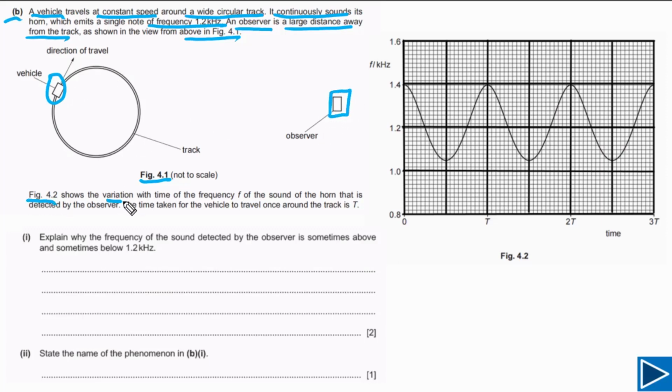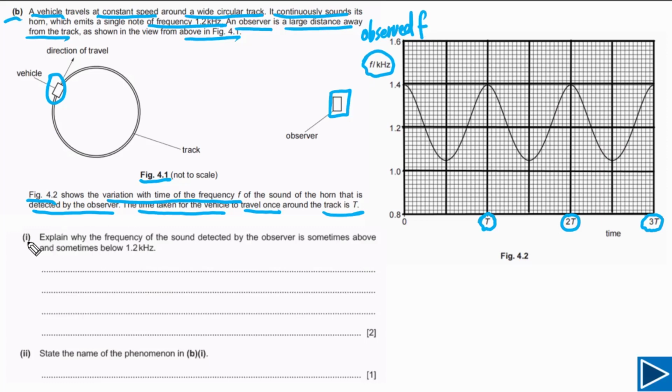Figure 4.2 shows the variation with time of the frequency f detected by the observer. It is also given to us the time taken for the vehicle to complete one cycle. That time is equal to capital T. So simply you can see from here, capital T is the time taken by the vehicle to complete one cycle, 2T is the time taken to complete two cycles, and 3T is the time taken to complete three cycles. On the y-axis, this is the observed frequency, the frequency observed by the observer.